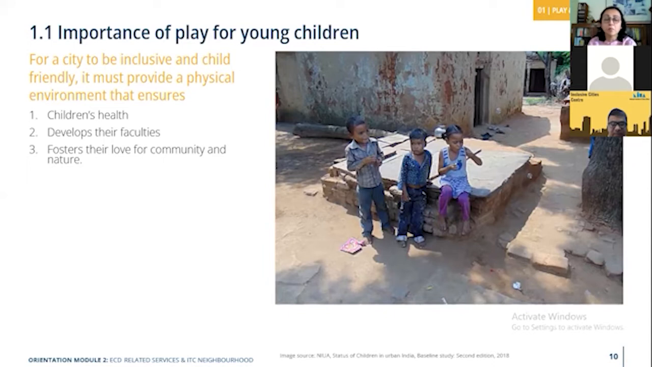But it becomes important that the city planners also consider provision of ample space for playing, but also ensure that the experience of the city, because everything that is around the children is an experience and learning, should be enriching for the children. So it can impact the children's health, the development of their faculties, and it can also sort of foster a love for their community life.